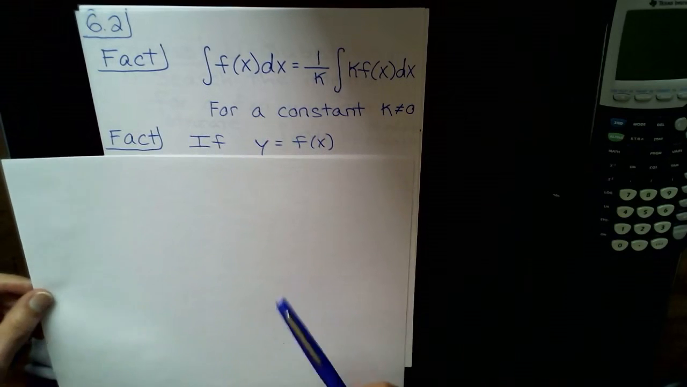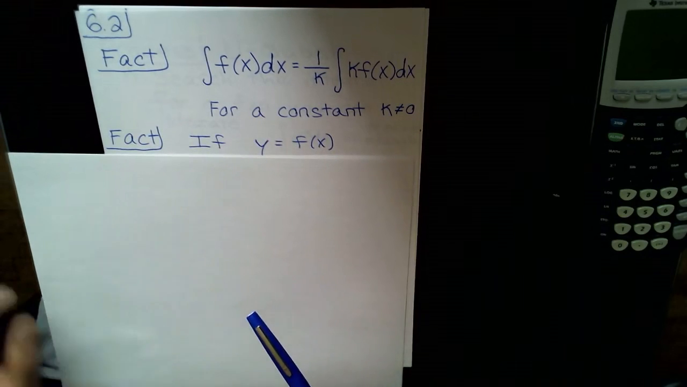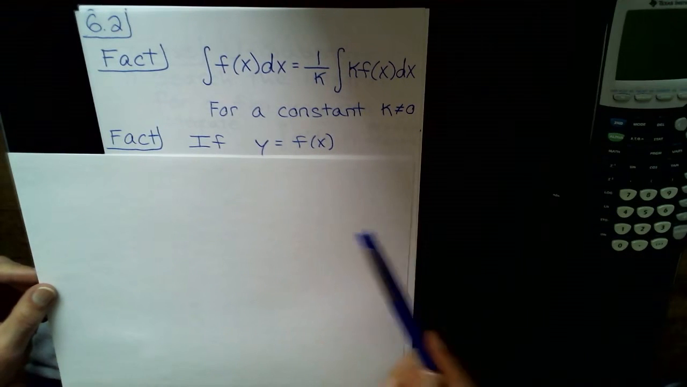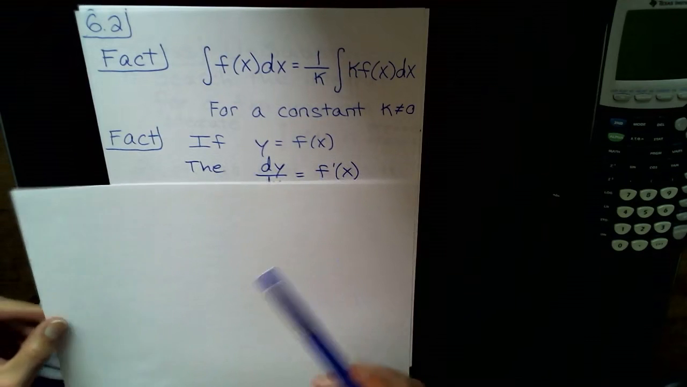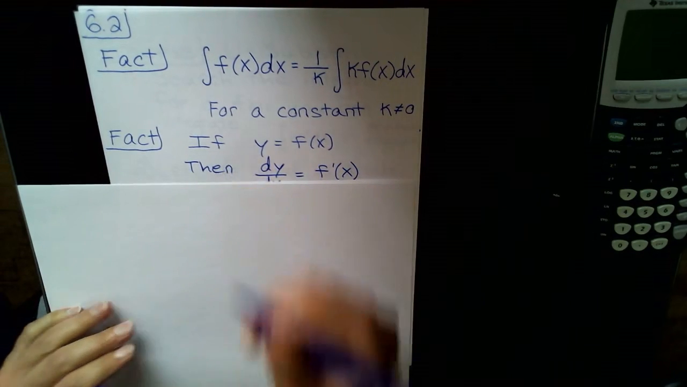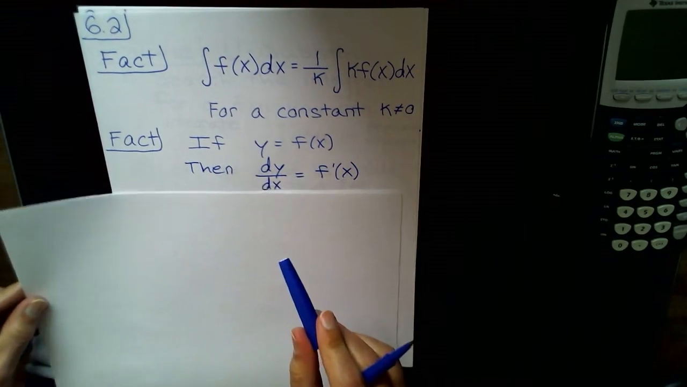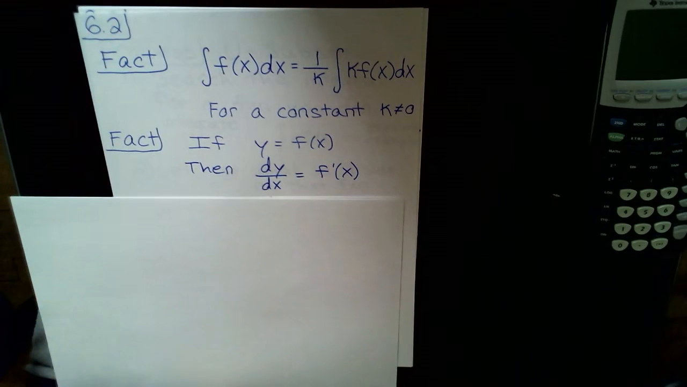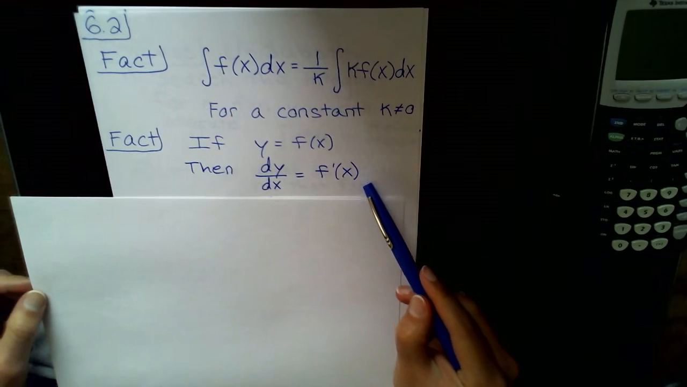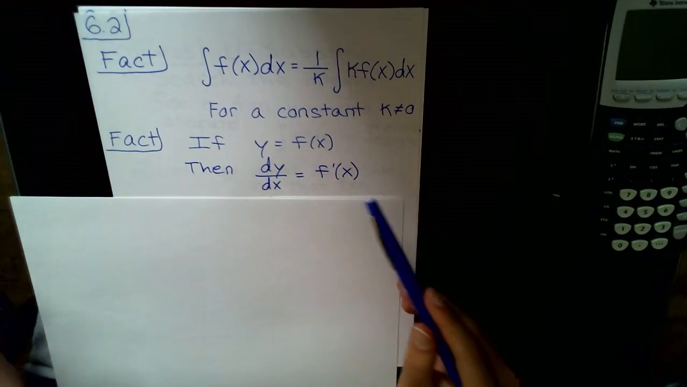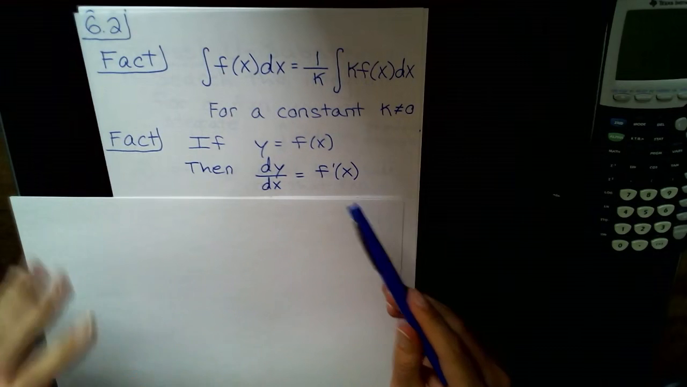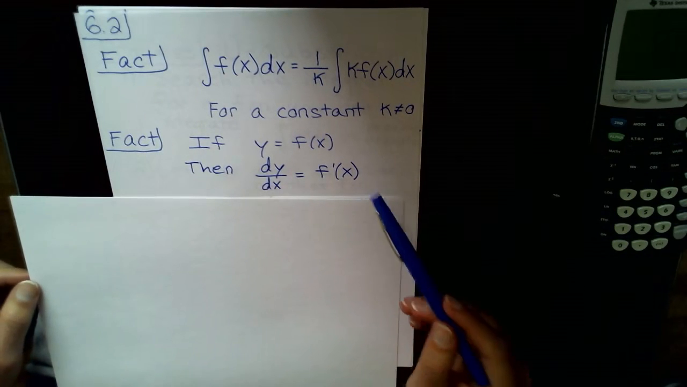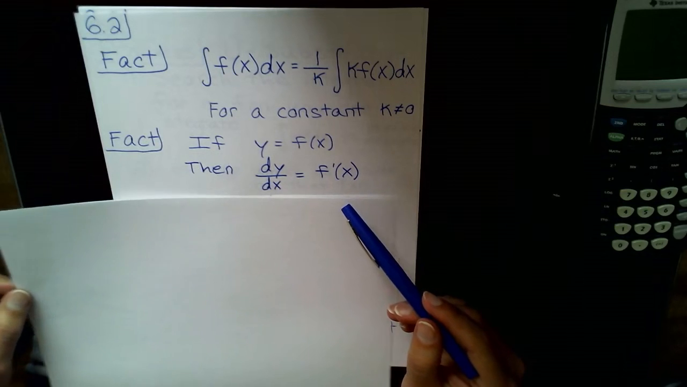Alright, so from there, we're going to introduce another fact that says if y is equal to f of x, y is some function of x, then dy dx, the derivative of y with respect to x, is equal to f prime of x. So again, this is just standard derivative notation that we've been working on for quite a while now. But here's the really important step.